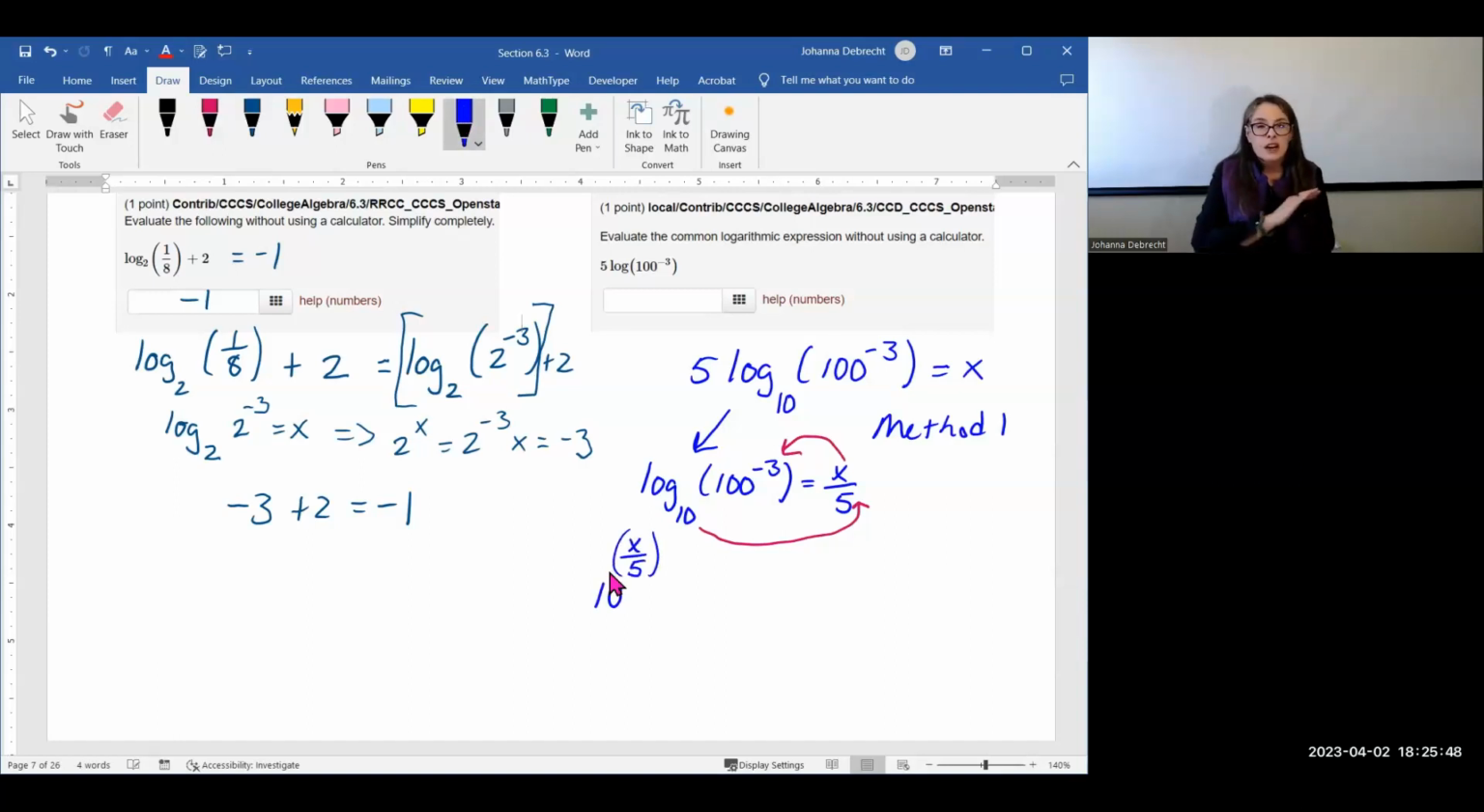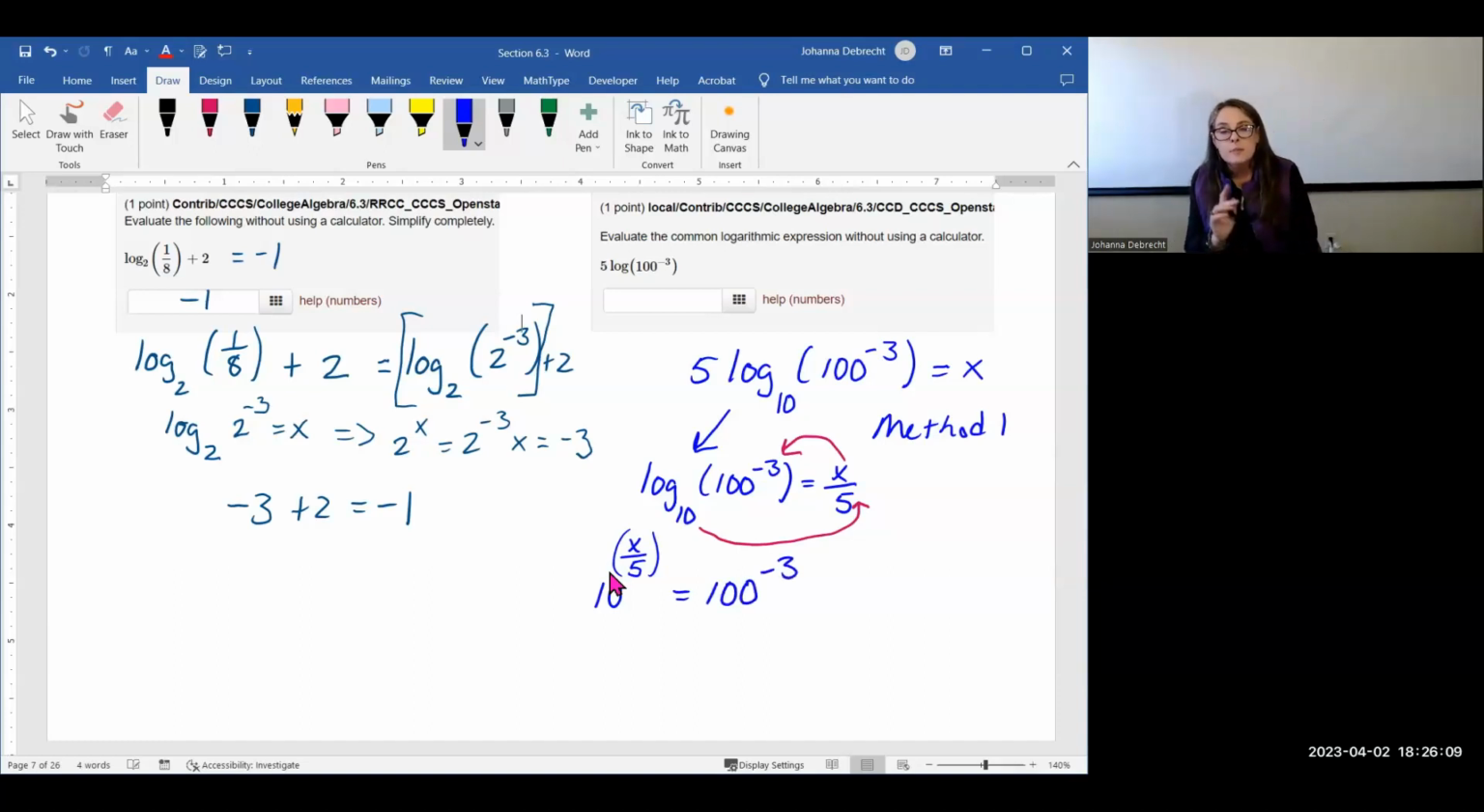So make sure you get it all up in the power. Sometimes computer programs and books, they get it too low. It doesn't look right. Get it up there. No part of the 5 should be touching any part of the 0 in the 10. And then this has to equal 100 to the negative 3.